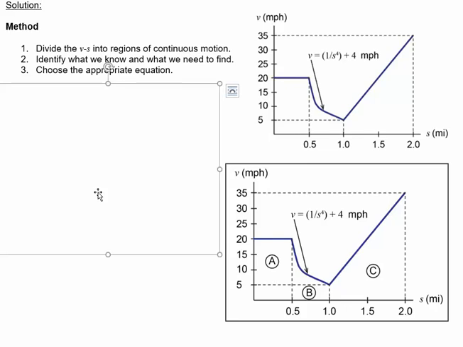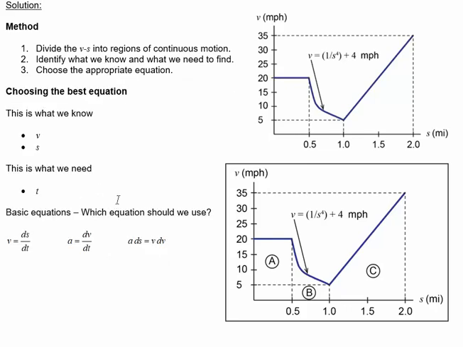All right, so now what equation do we use? So this is what we know. We know velocity and position. And this is what we need to find, time. These are the basic equations that we can work with. So what we need to do is find an equation that has those 3 variables in it: velocity, position, and time. Even though this is a strange setup where we have velocity versus position, we still need an equation that has all of these in it.